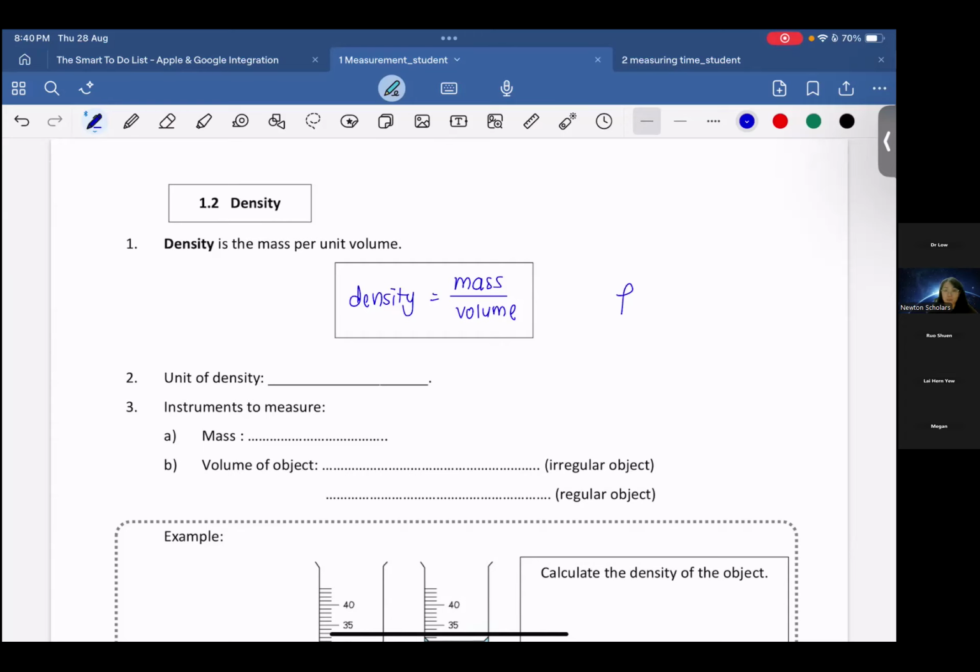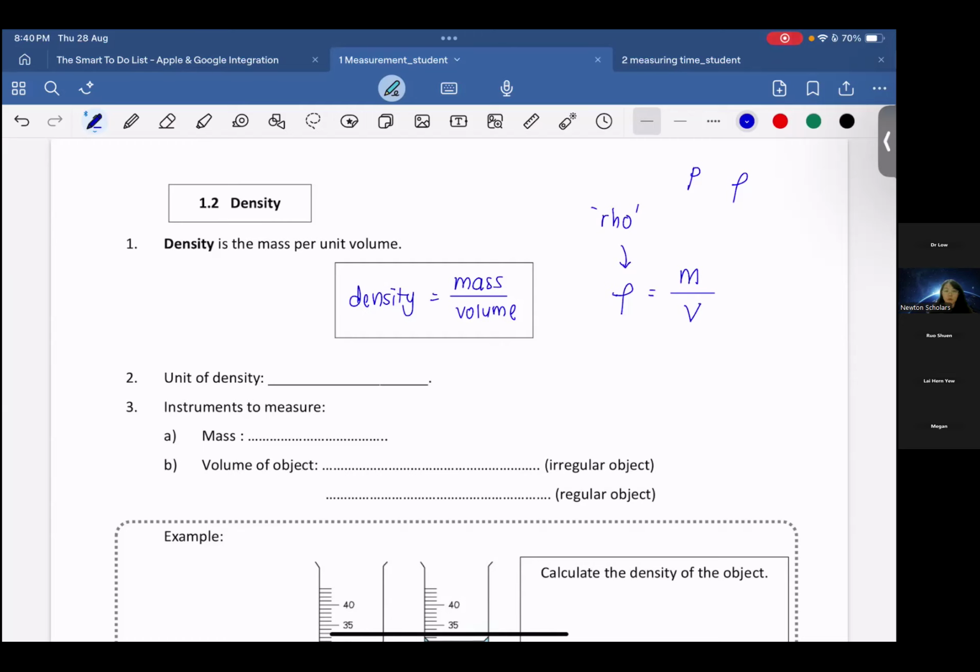This is the symbol for density. It is not called P. If it were P, I would write it like this, but this is like this, rho. This is not P. If we pronounce it, we call it rho. It's the symbol for density: rho equals mass divided by volume. If you want to use symbols to represent the formula, we can write it this way.